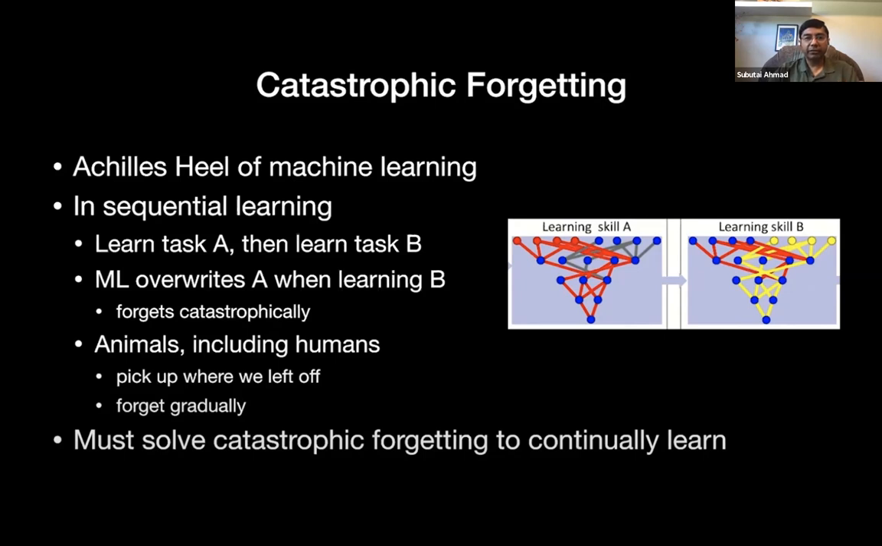The basic framework here is you learn task A, then you learn task B, but when you learn task B, you tend to forget everything about A. Humans and animals don't have this problem. How do we create systems that can solve the catastrophic forgetting problem? Continuously learn, so you can learn a continuous set of tasks without forgetting the past set.